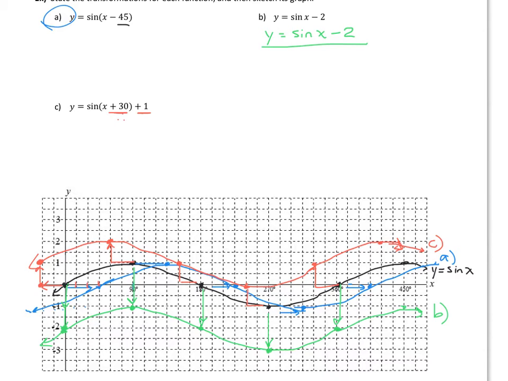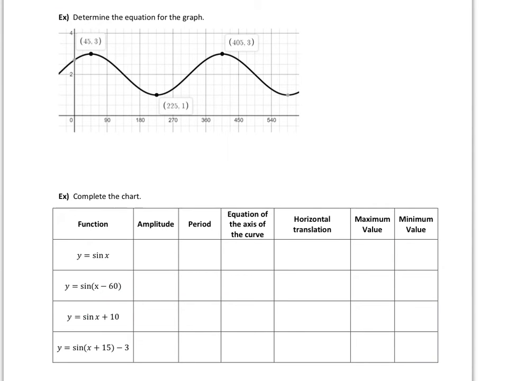Let's take a look here. All right, we need to determine the equation for this particular graph. Now, I've highlighted a max and a min and another max. So between these two maxes is one full cycle, and I'm going to just talk period here for a minute. The period is actually 360, because if I took this x-coordinate, 405, and I subtract the x-coordinate here, because that's how long it takes to get through one cycle, that gives me my 360 degrees. So I don't have to worry about period changing at all.